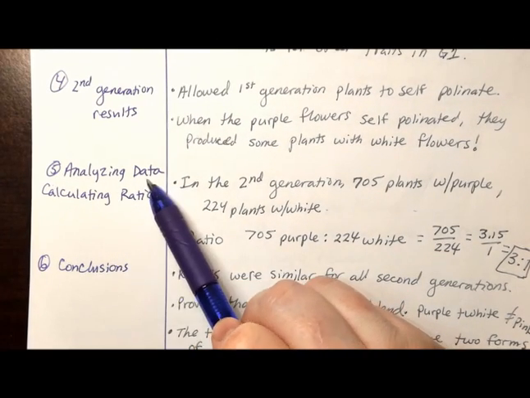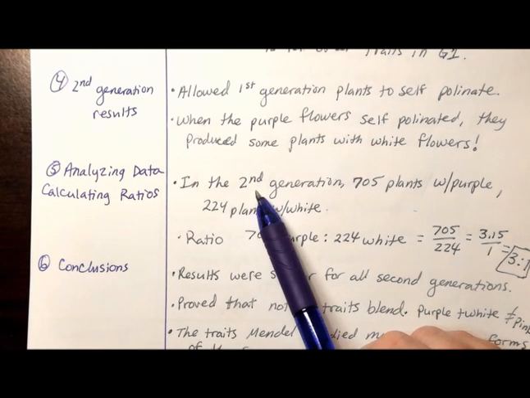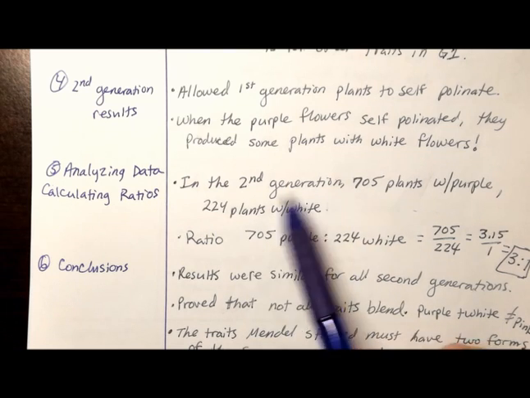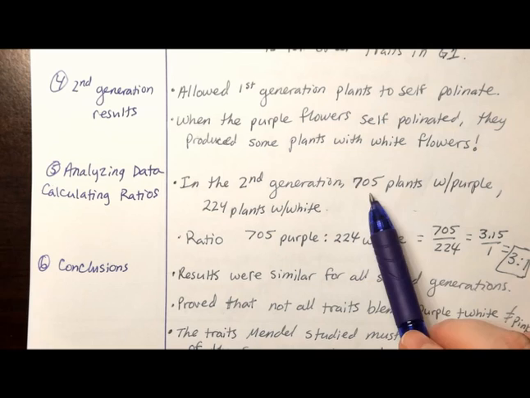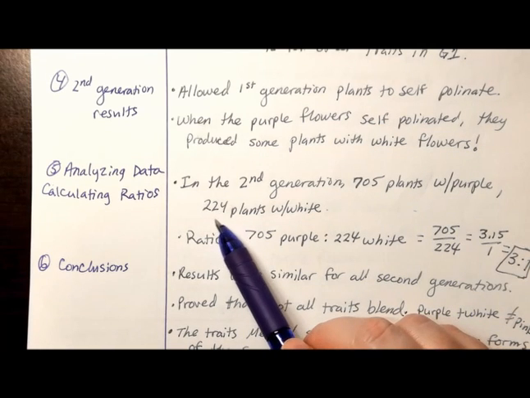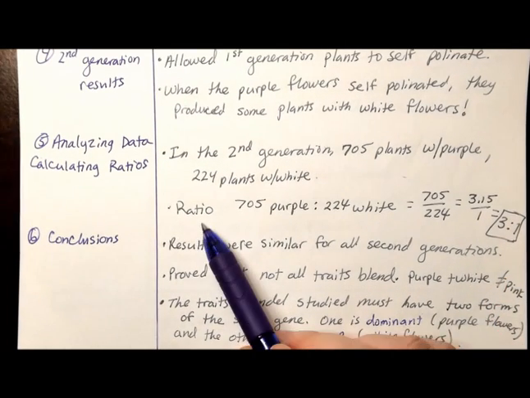He took his data and calculated ratios. In the second generation, with all the plants that he went through, must have been 929, so about 930 plants. 705 of them had purple flowers. 224 of them had white flowers. So he took the ratio.